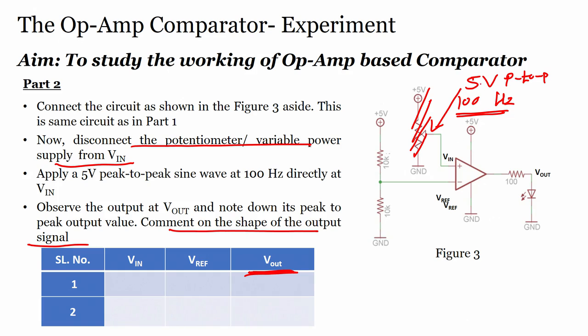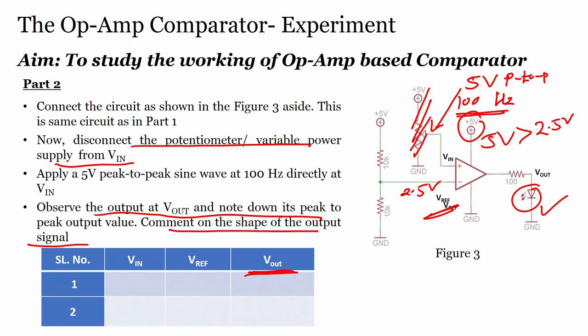Now, when he is applying 5 volts at non-inverting terminal, he could see that LED is on, because 5 volts is greater than 2.5 volts, right, 2.5 volts. What is 2.5 volts? V reference. So, input signal is greater than 2.5 volts, means output will be plus 5 volt, that is why LED is on, right. What we have to do here is that we have to observe the output voltage and note down its peak to peak output value.